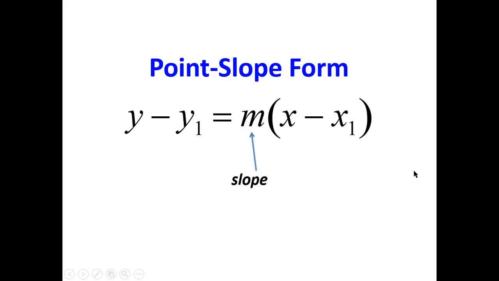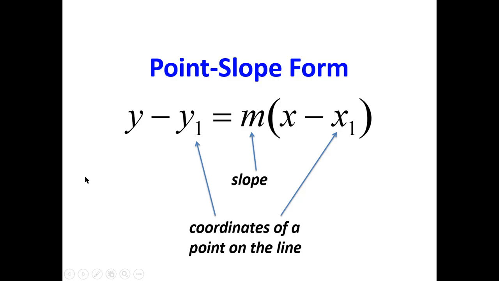But now instead of having a b, which was our y-intercept, we have this x1 and y1, which stand for some point on the line, the coordinates of some point on the line. It doesn't have to be the y-intercept, it could be a point anywhere. So in some cases, that'll actually be more convenient because you have a lot of freedom as to what point you could be dealing with. It doesn't have to be the y-intercept.